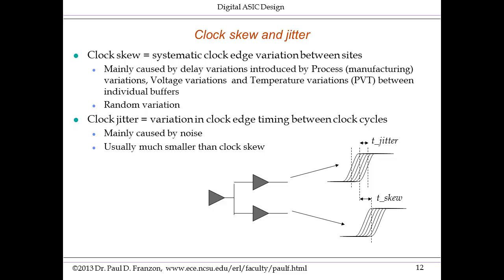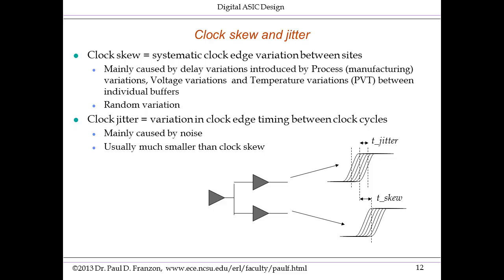Clock skew refers to systematic clock edge variation between different flip-flops. That is, the clock at one flip-flop will arrive at a different time than the clock at another flip-flop, and the worst case difference in this arrival time is referred to as the clock skew. Now on the previous page I said that the intent of the clock designer was to achieve a zero clock skew. So where does this come from?